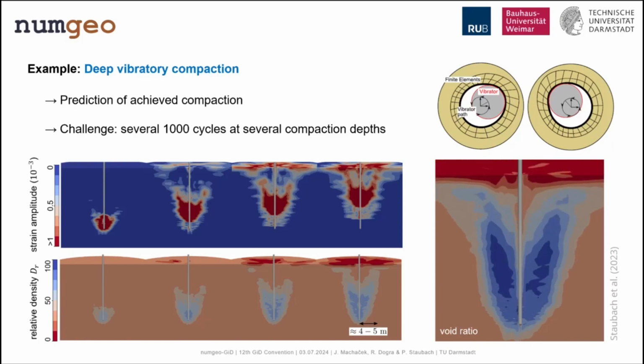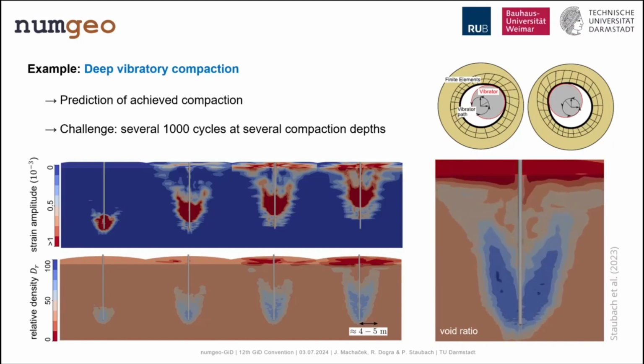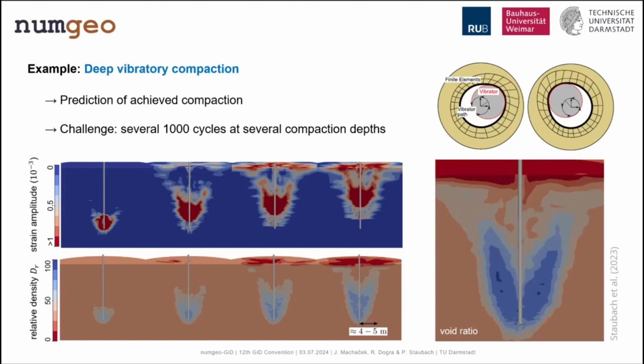Modeling such a process is very challenging since the soil is subjected to several thousands of loading cycles. The approach that we followed is based on the HCA model, so the high cycle accumulation model. A representative simulation result is shown here on this slide. On the right hand side of the slide, you see the evolution of the void ratio during pull-out of the vibrator. The dark blue areas show a decrease of the void ratio and thus a compaction.